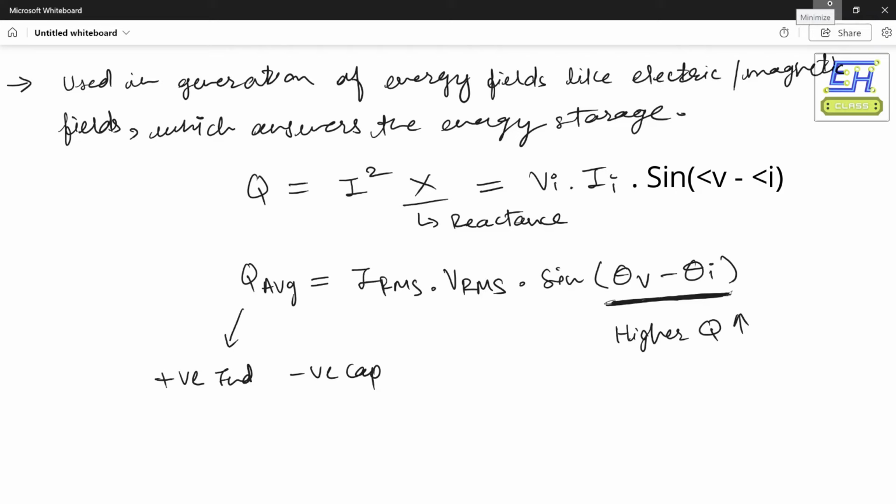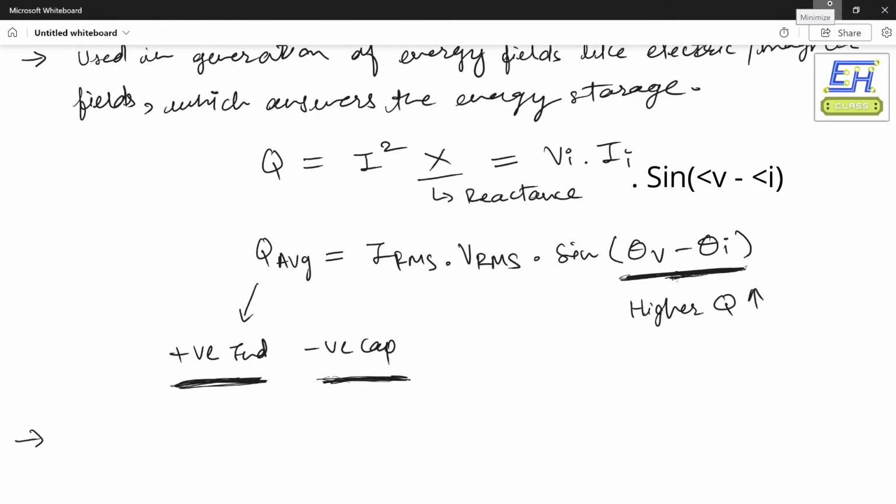So in the case of a capacitor, you see that the voltage actually lags the current waveform. So here this angle will be negative, and sine of a negative angle will be negative. So that's why in the capacitor you have negative reactive power, right? And in the case of an inductor, that's exactly opposite. So that's why you have positive, because there the current actually lags in comparison to voltage.